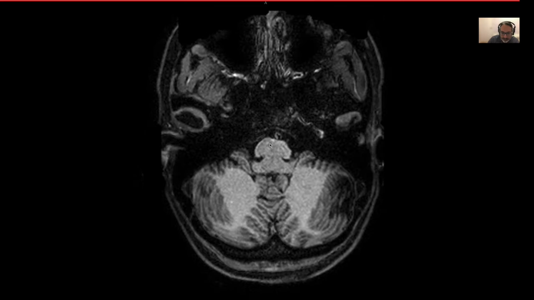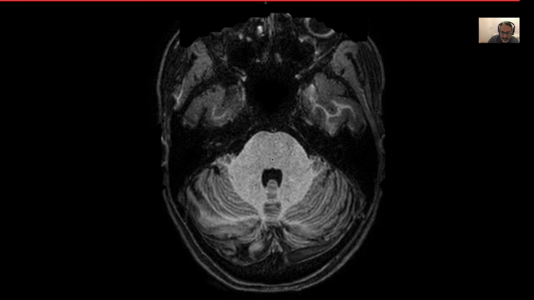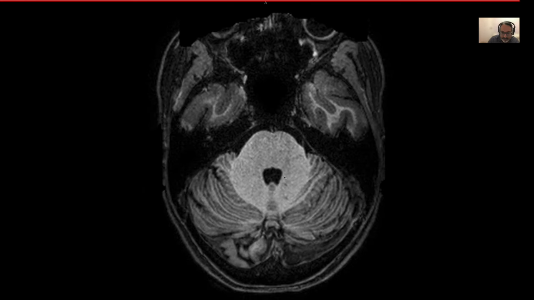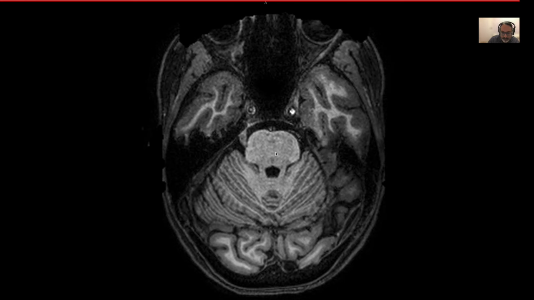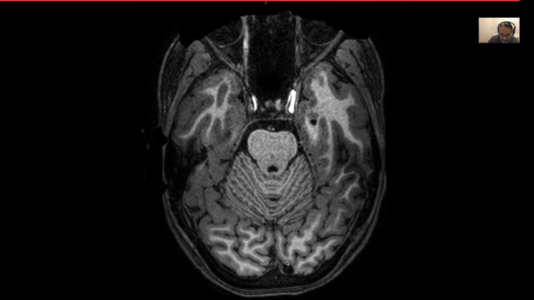Now this becomes the pons as we keep going higher. That's the pons along with the cerebellum. That's the nice big fourth ventricle as we keep moving upward. Now this has become the midbrain. You can see the occipital lobes and the temporal lobes beginning to show.